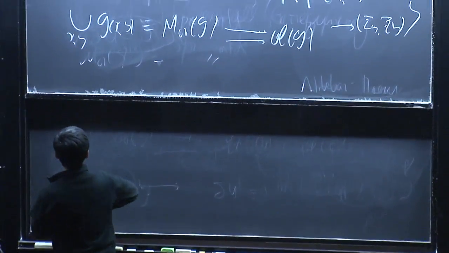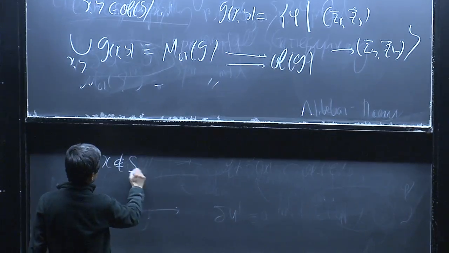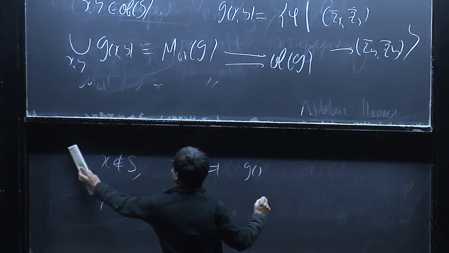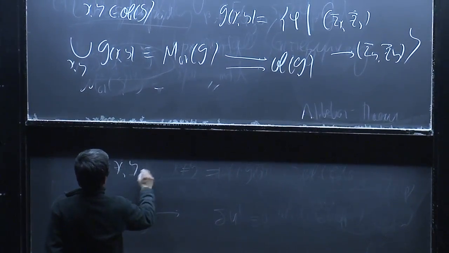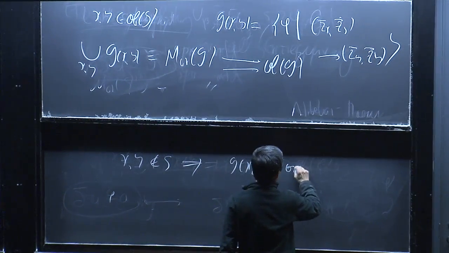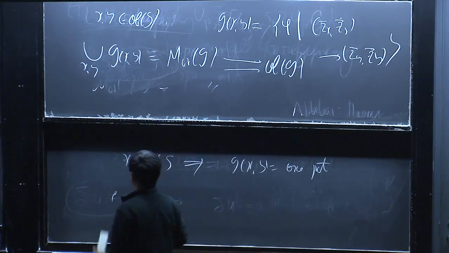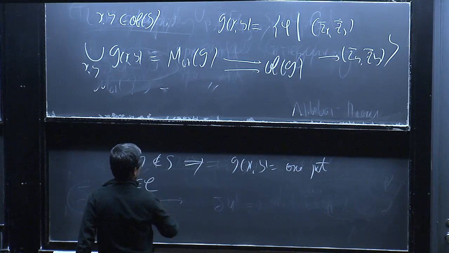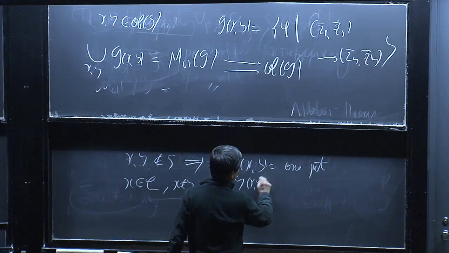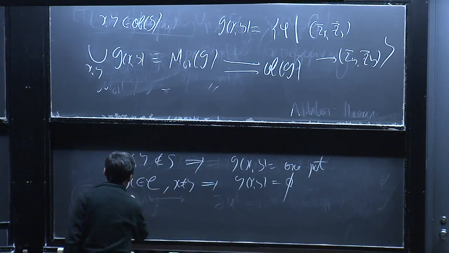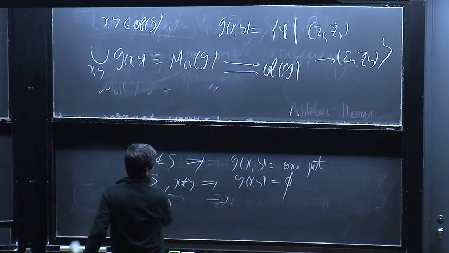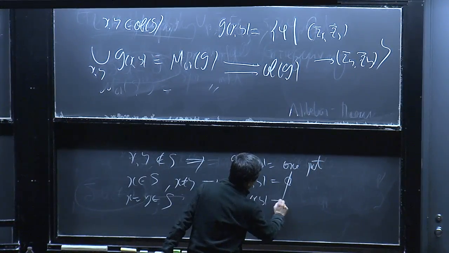And for example, if x is not in this singular set, and x is different to y, then this G... no, I'm sorry. If x, y are not in a singular set, then G_xy is 1 point. And if x is in S and x is not equal to y, then this is the empty set. And if x is y and in a singular set S, then G_xy is 2 dimensions.